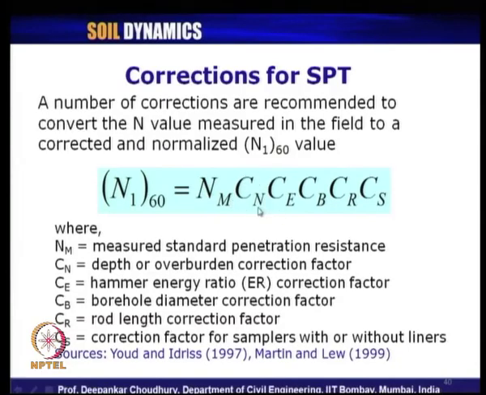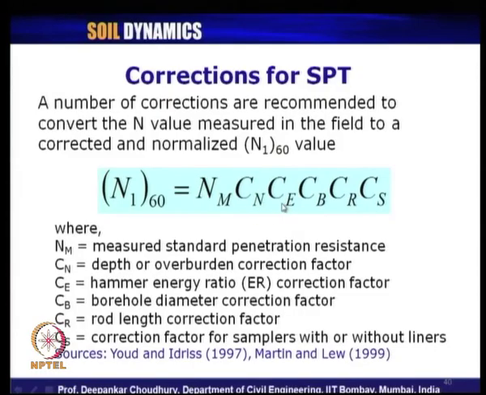CN, the overburden correction, is required because as we go deeper and deeper in the soil strata, the overburden stress increases. Obviously, more penetration blows will be required for the same soil, but that is not indicative of the strength of the soil, it is because of the overburden. So, it has to be standardized with respect to a standard value of overburden pressure, and that is why this correction CN is required.